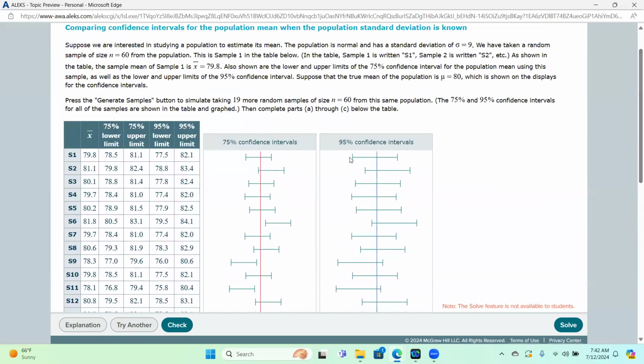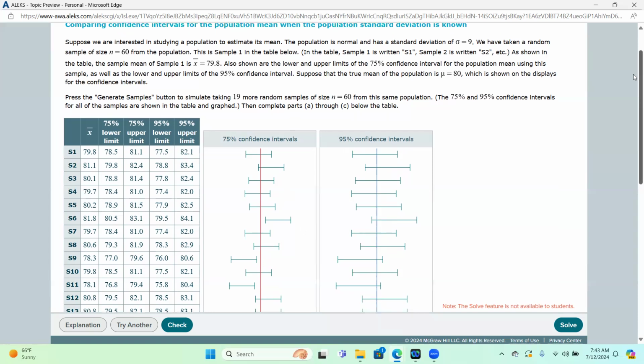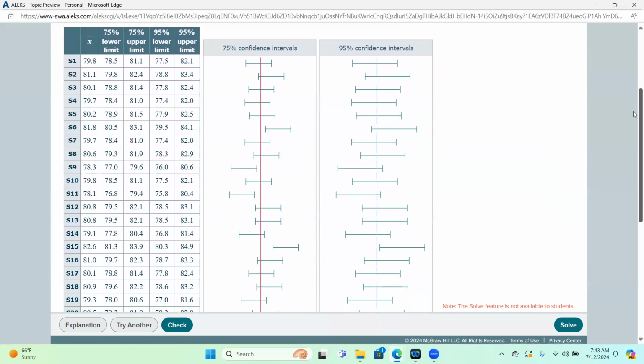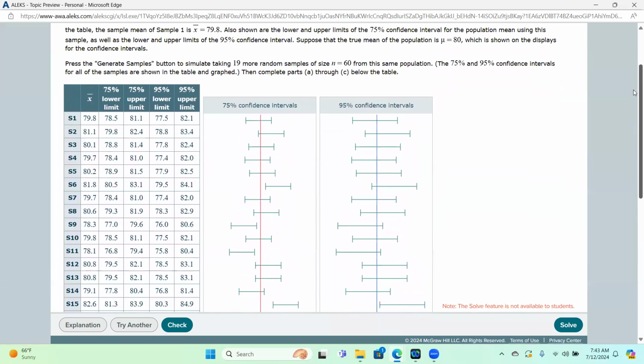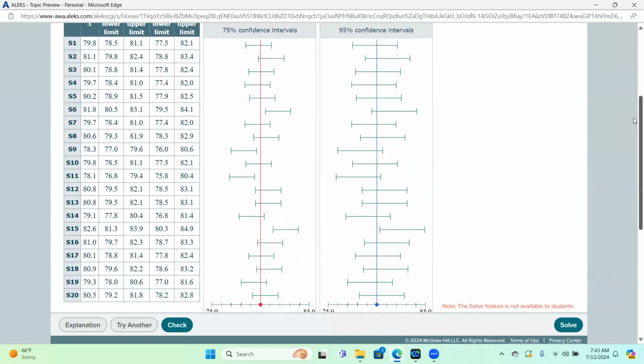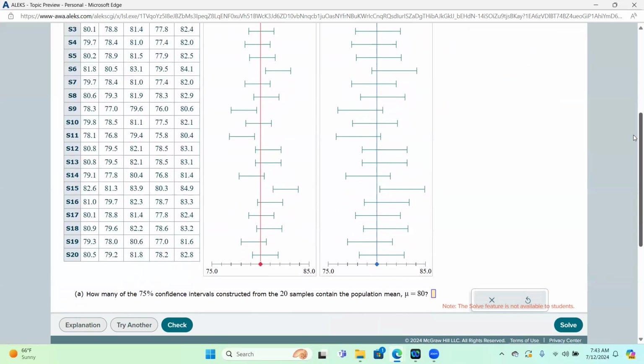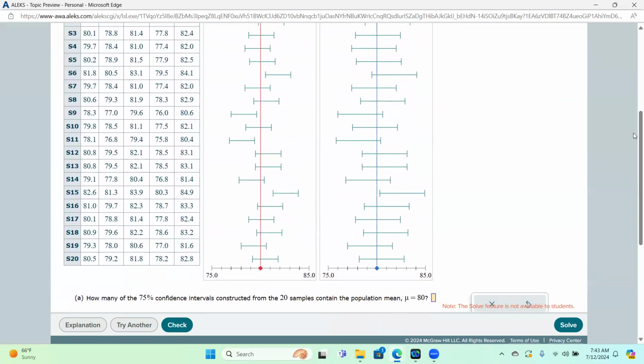So you can see that the 95% confidence intervals are always going to be wider than the 75% because you're more confident. And so you have to make them wider to ensure that you're covering that true population mean. Now, with the 75%, that means we would suspect that 25% of the confidence intervals would not contain the true mean. So a quarter of the 20 samples would be 5. So we would suspect that about 5 of them would not contain the true mean.